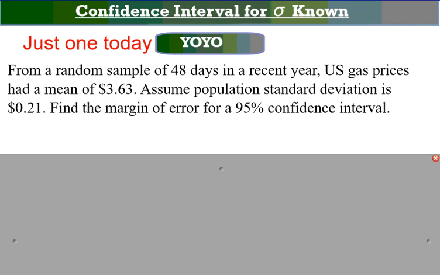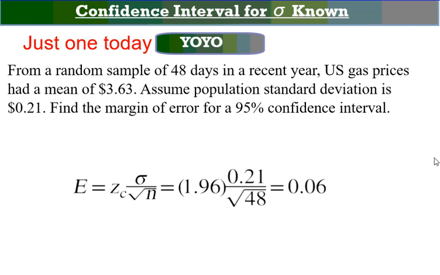Okay, this is what you should have found. When you run it, your z-critical score is 1.96 because we have a 95% confidence interval. 0.21, 21 cents, is our population standard deviation, divided by the square root of our sample size. We get about 6 cents as our margin of error. It's how much we will allow our interval to be above or below our point estimate of 3.63.